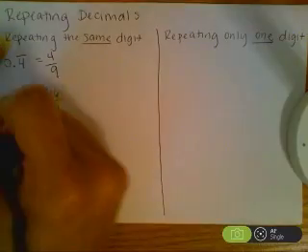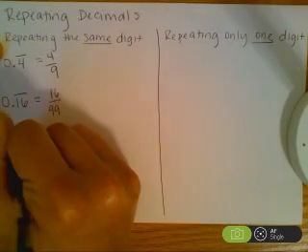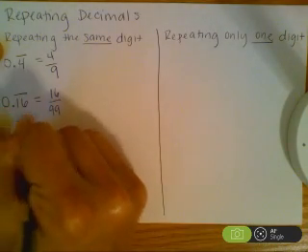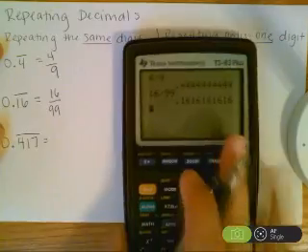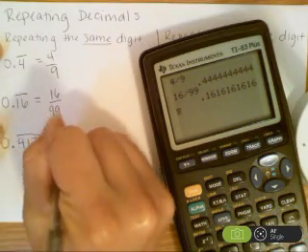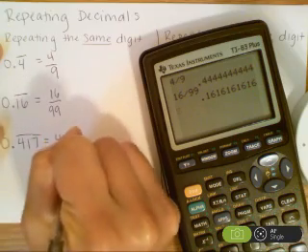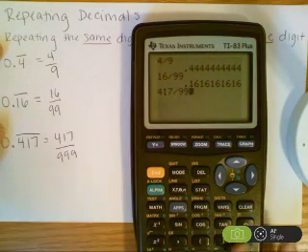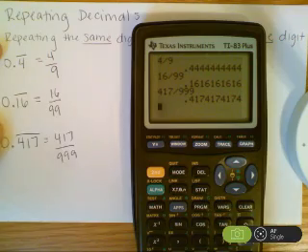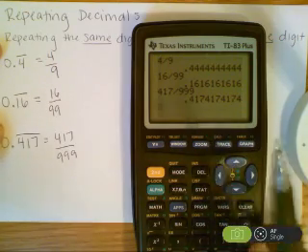And if you were to have 3 repeating digits, for example, 0.417, if you were to repeat all 3 of those numbers, you would put it over 999. So you'd put it over 3 9s because there are 3 digits repeating. So if you were to check with a calculator, 417 over 999 is 0.417 repeating.